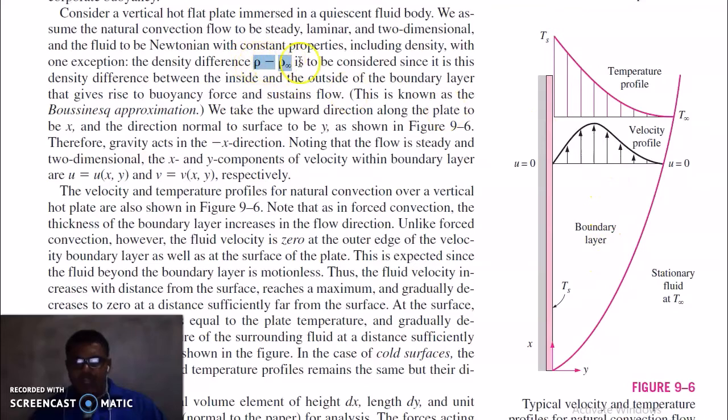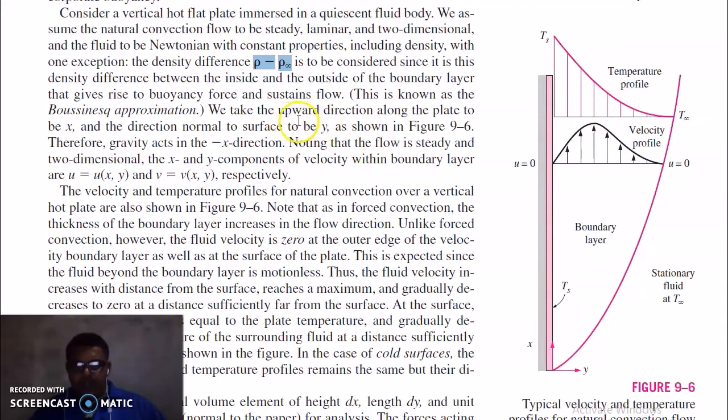So this you can understand. If the density here is the same as the outside, there is no flow at all. Whatever the difference between this density, which is in this boundary layer, and the outside density of the air, this difference causes this flow of the air.